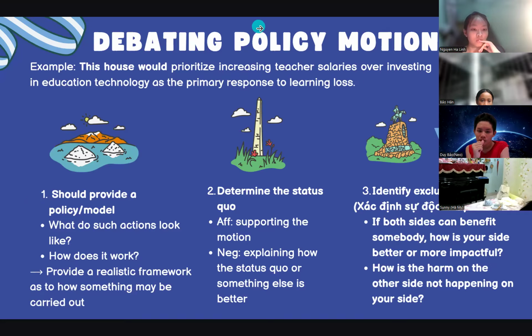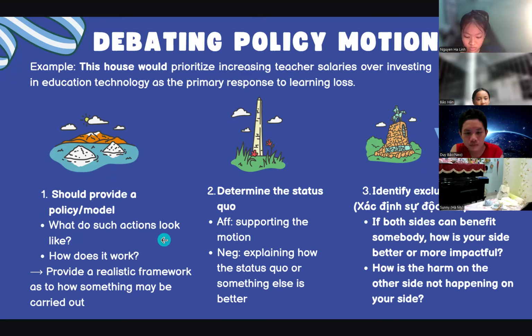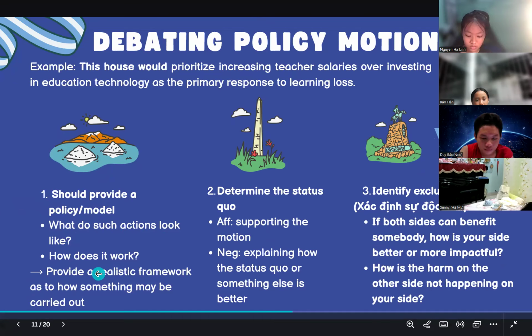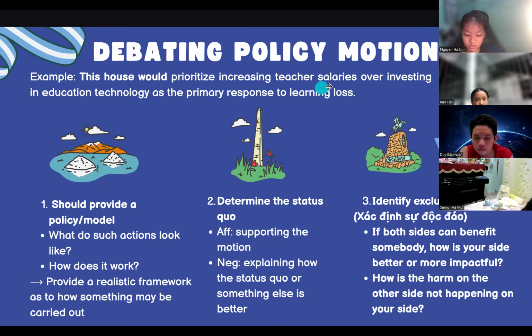Firstly, in a policy motion, we should provide a policy, or a model, the same thing. So in the policy, you explain two things. What do such actions look like? And how does it work? For example, if you say, oh, we want to increase teacher salary, how will you do that? How does it work? Because you don't just increase teacher salary.